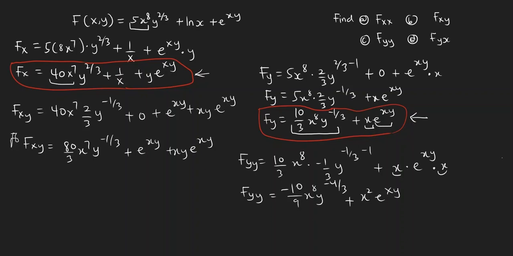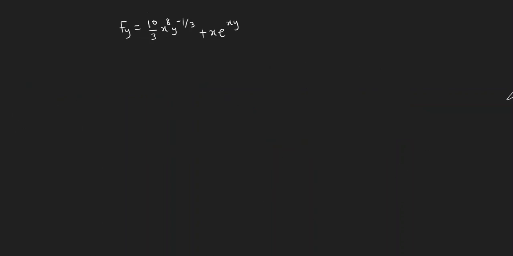So now let's find the last one, which is fyx. Okay, so we have fy here. So now let's differentiate it with respect to x. So we're going to have this be equal to, I'll take this first expression here, 10 divided by 3. Now differentiate x to the power 8. That will be 8 multiplying x to the power 7. Then the y to the power minus 1 on 3 will be treated as a constant. So we just write it there. So that will be y to the power minus 1 on 3.